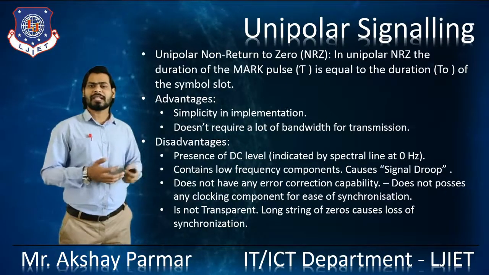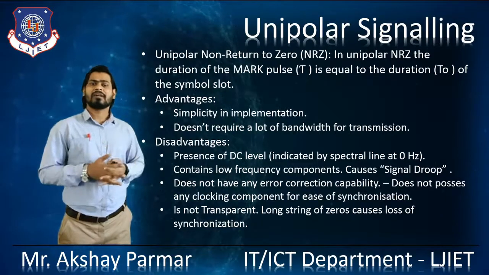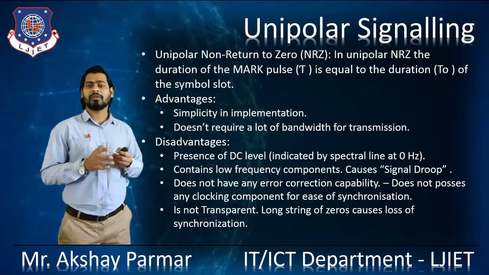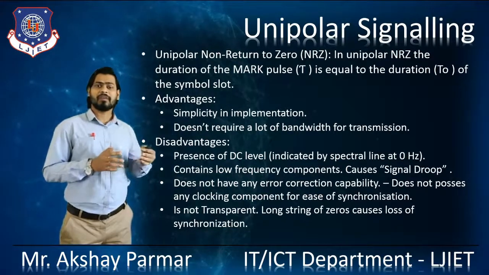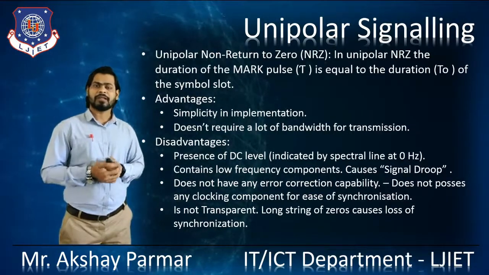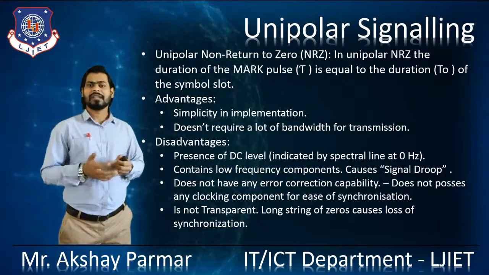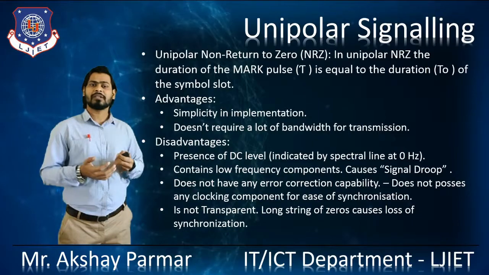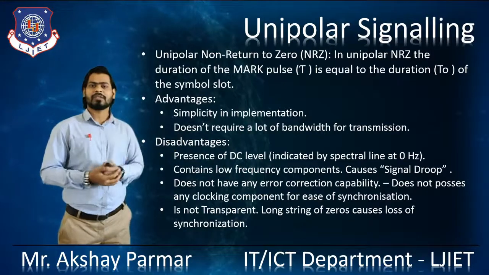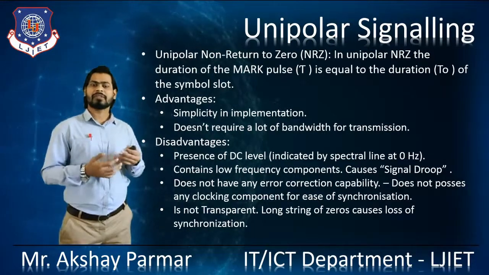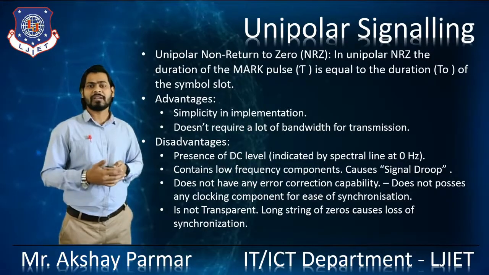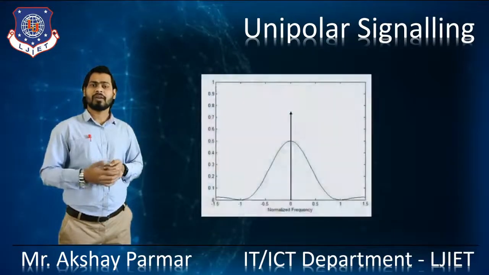The disadvantage of this technique is the presence of the DC level, which indicates a spectral line at 0 hertz. So it contains a low frequency component, and it causes signal droop. It doesn't have any error detection capabilities. It doesn't possess any clocking component for synchronization. In transmission, a long string of zeros causes the loss of synchronization. So these are the advantages and disadvantages of the unipolar non-return to zero.